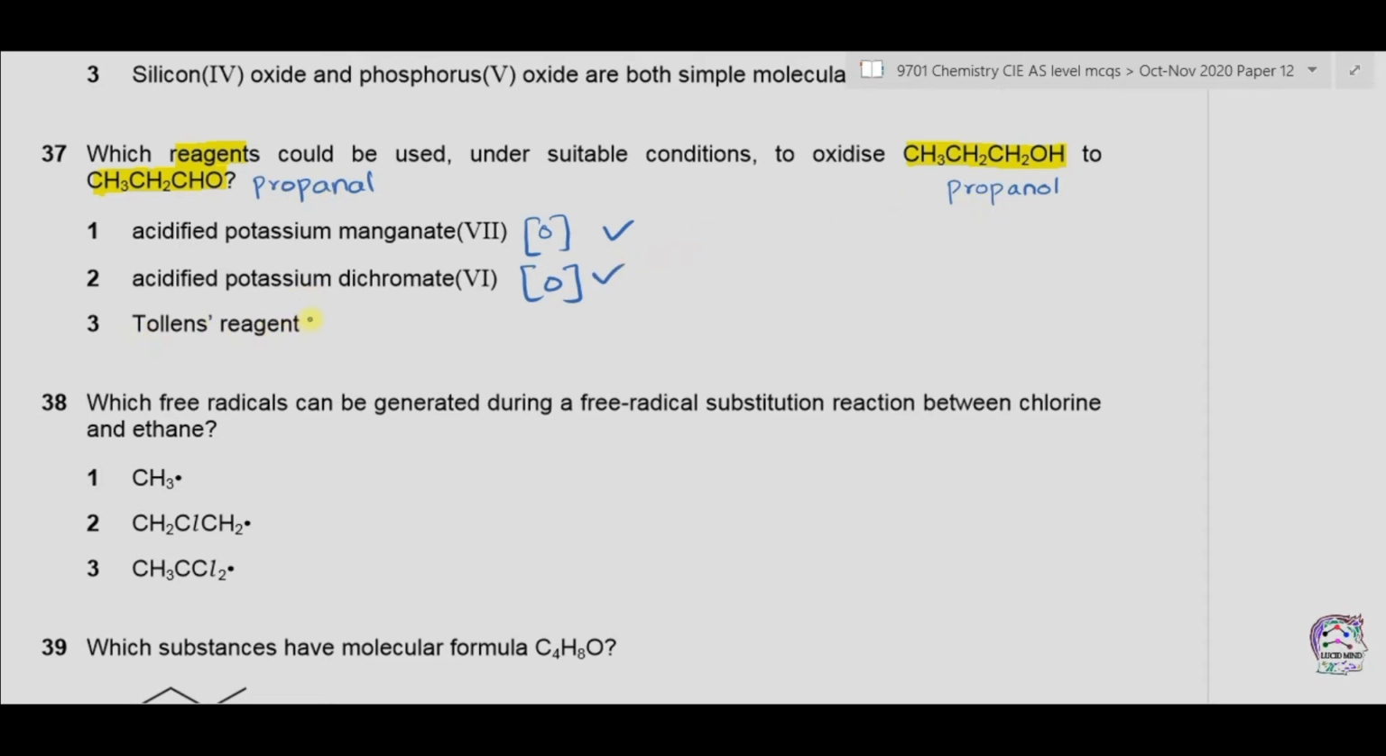3 is Tollens reagent. This is a very mild oxidizing agent, so it can only oxidize aldehyde. It cannot oxidize alcohol to aldehyde. So 3 is incorrect. As only options 1 and 2 are correct, therefore the answer is B.